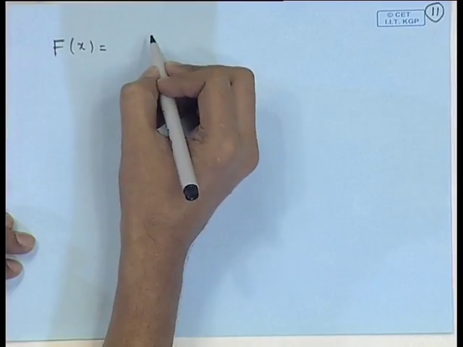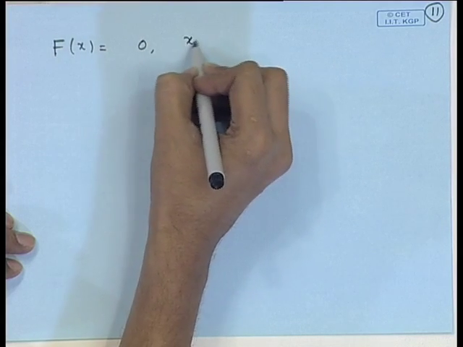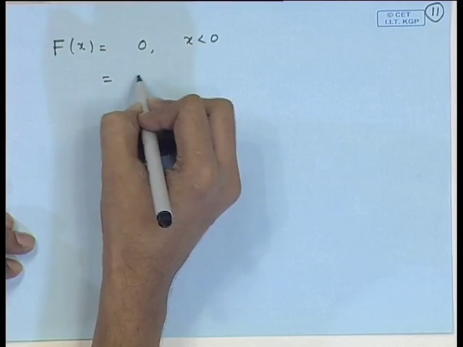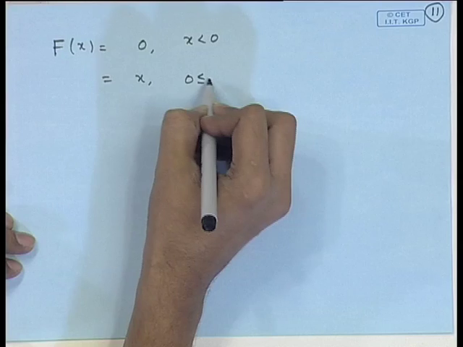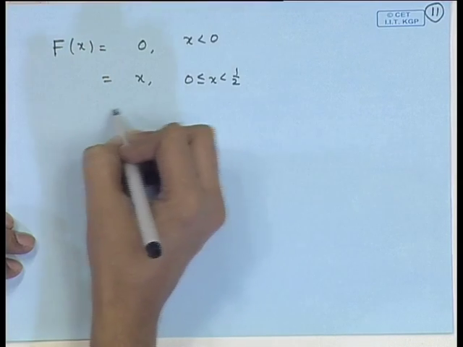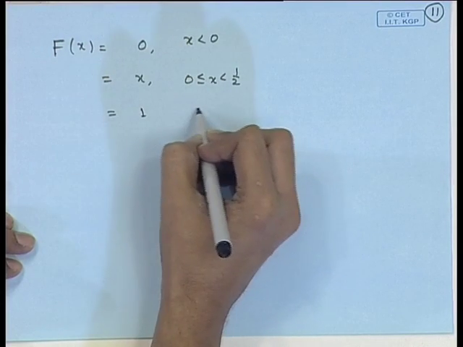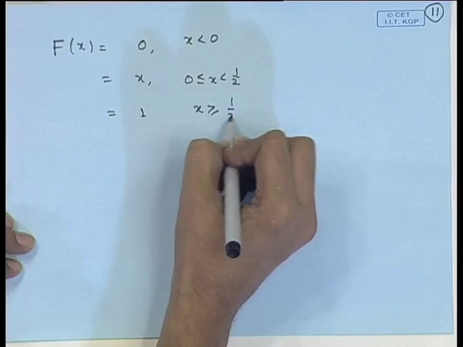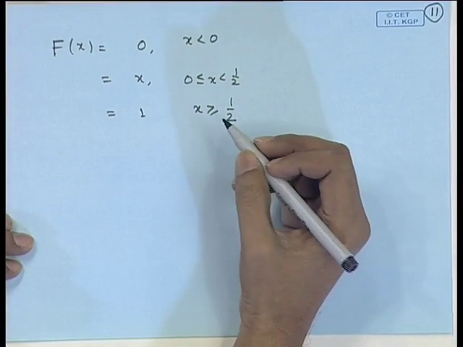Let us take some problem. Say f(x) is equal to 0 for x less than 0, it is equal to x for 0 less than or equal to x less than half, it is equal to 1 if x is greater than or equal to half. Is it a CDF?